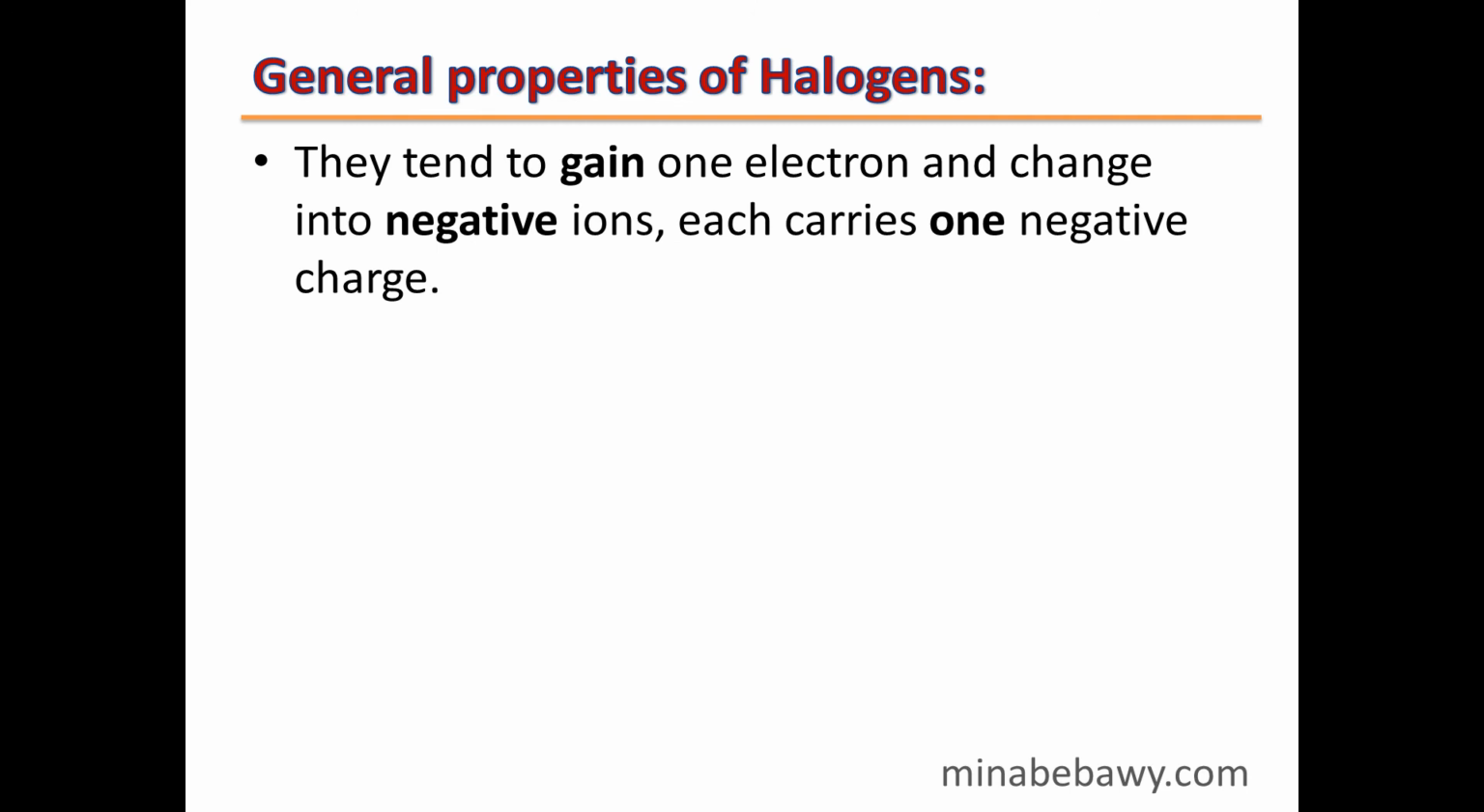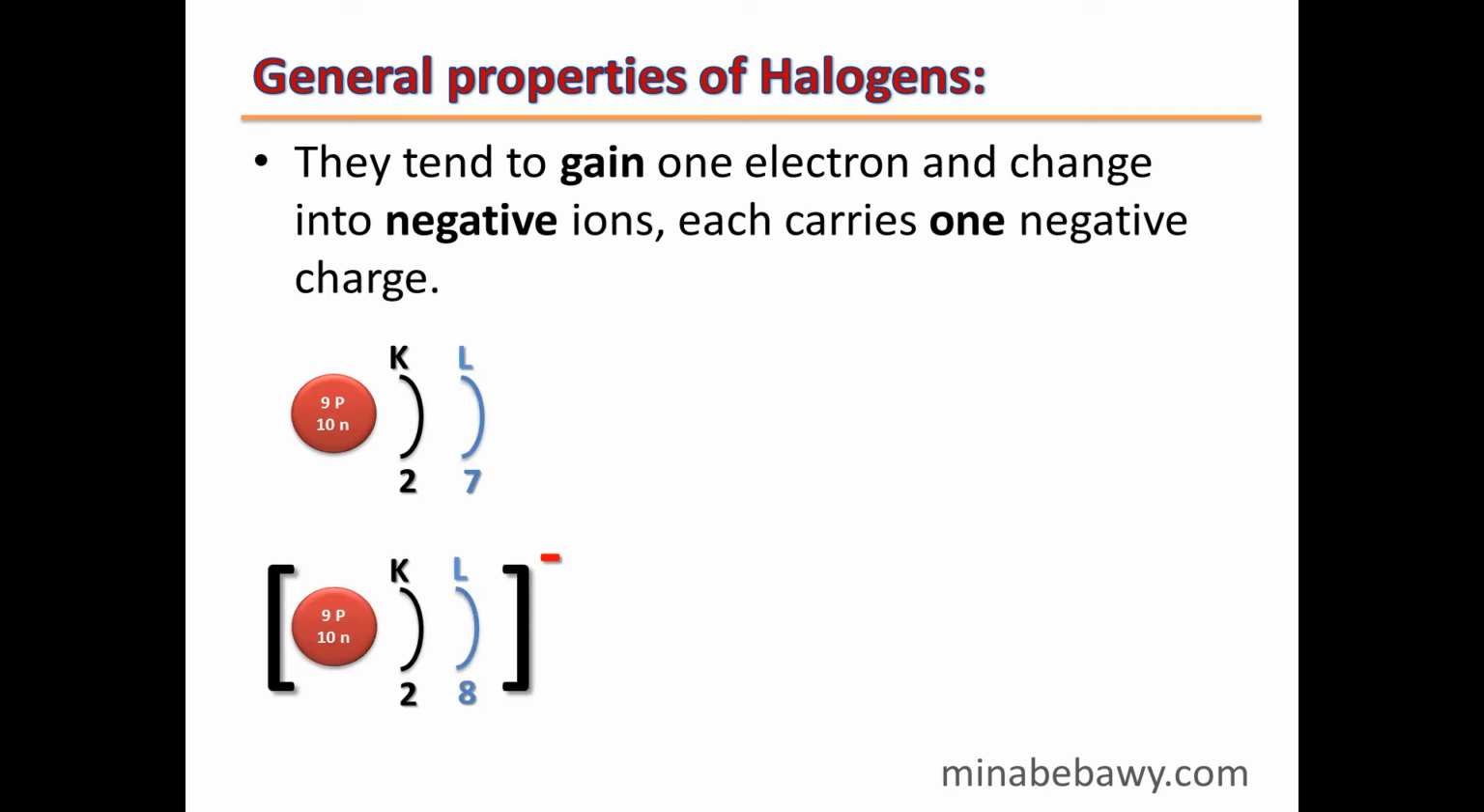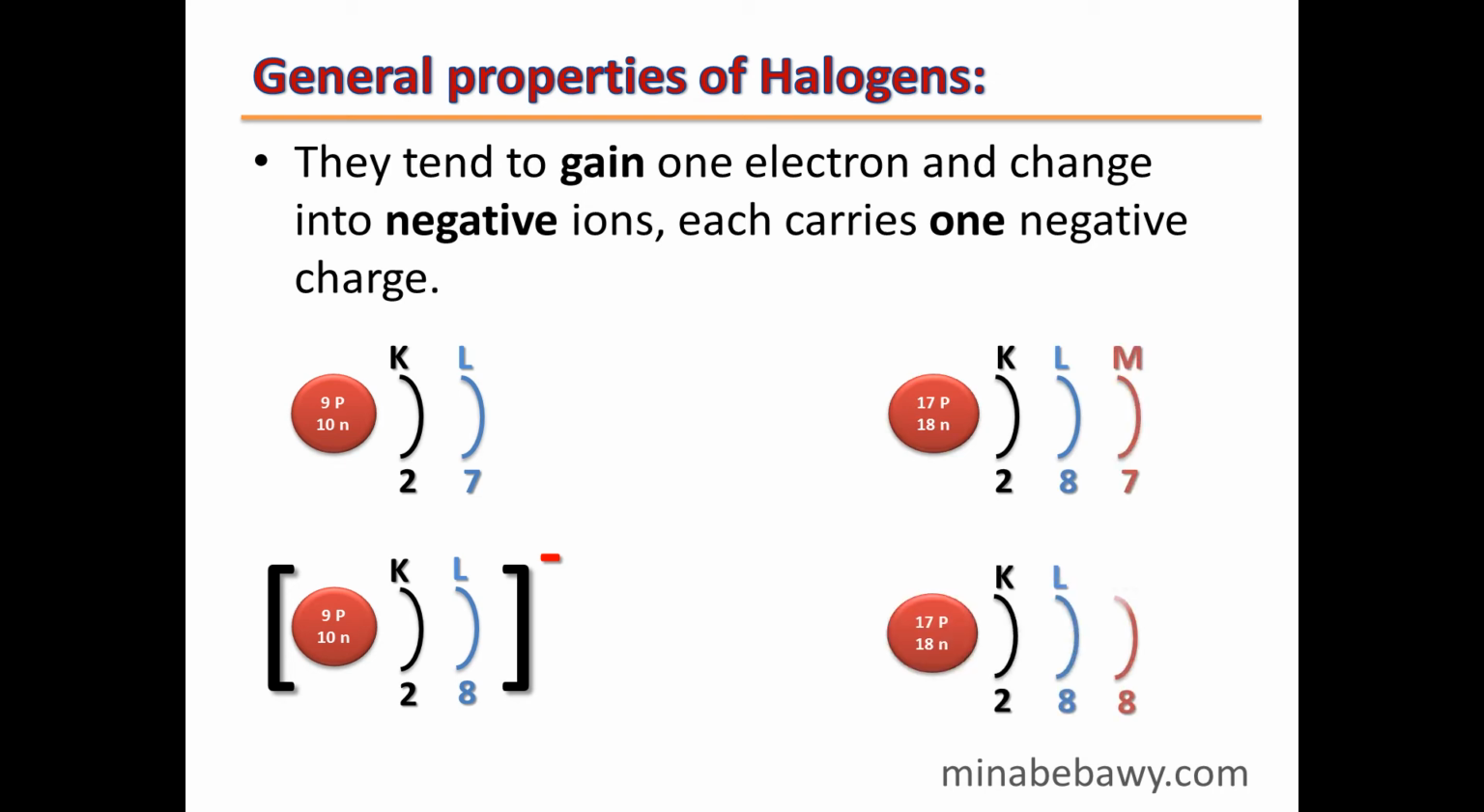The second property is they tend to gain 1 electron and change into a negative ion. Each carries 1 negative charge. This is a fluorine atom. During a chemical reaction it will gain 1 electron and change into a negative fluorine ion. This is a chlorine atom. During a chemical reaction it will gain 1 electron and change into a negative chlorine ion.